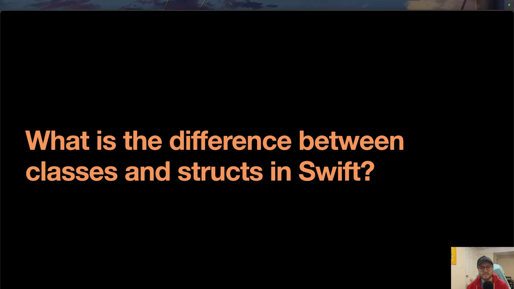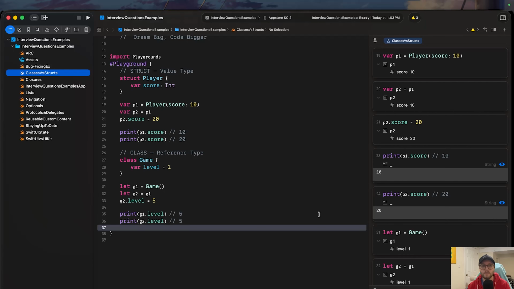Question 2. What is the difference between classes and structs in Swift? This one measures whether you understand value semantics versus reference semantics. Here's how I'd answer it. Structs are value types. Every copy is independent, which eliminates unintended side effects and makes them safer for concurrency.